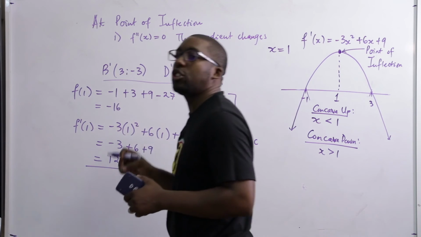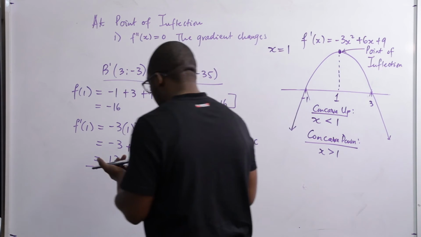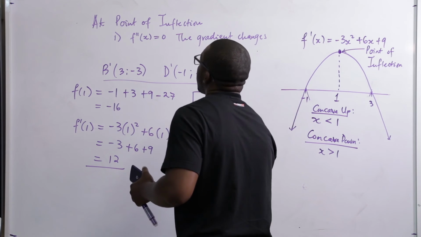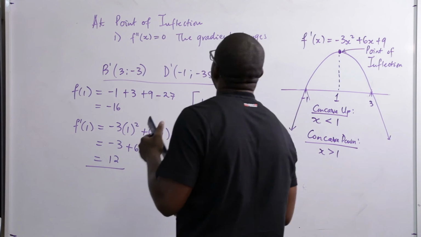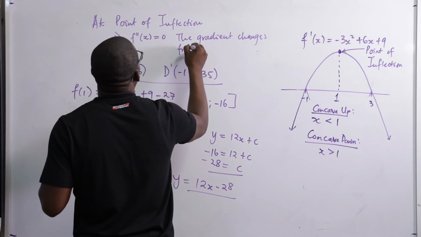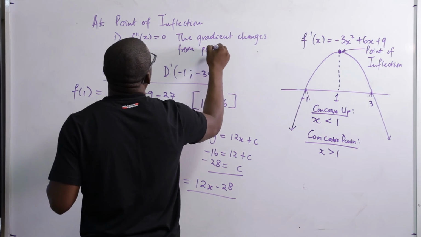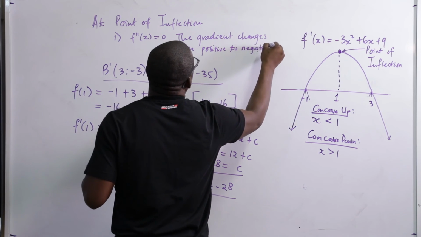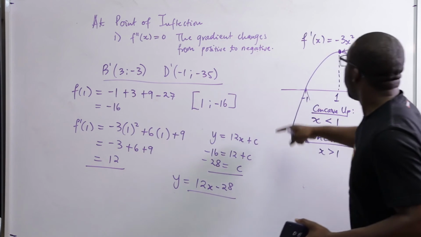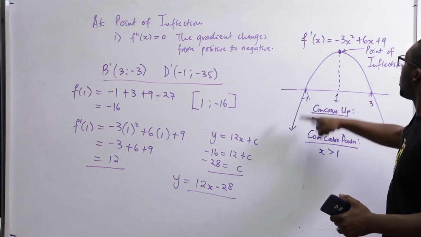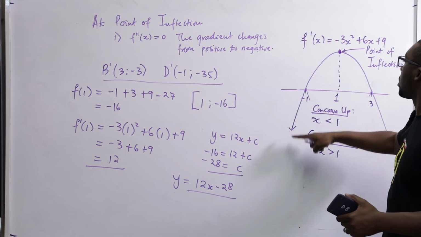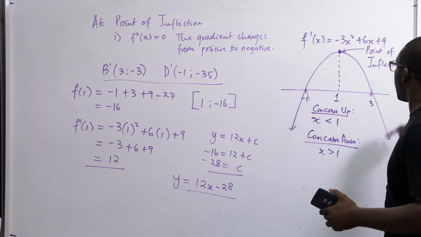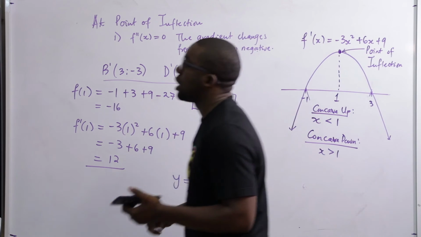So there's a rate of change itself. And when I say rate of change, the change I speak of is the gradient. So the gradient is the one that changes from positive to negative. In the context of this question, prior to x equal to 1, the point of inflection, the gradient was strictly increasing. Thereafter, past the point of inflection, the gradient is now strictly decreasing.